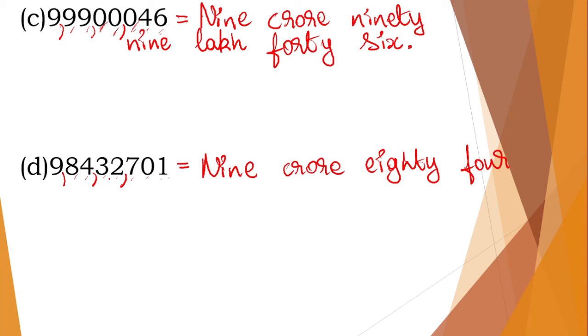Now, after 84, we have 1, 2, 3, 4, 5. So we have 5 digits and 5 zeros we have in lakh. So 84 lakh. And next we have 32. And after 32 we have 1, 2, 3. So we have 3 digits and 3 zeros we have in 1000. So 32,000.